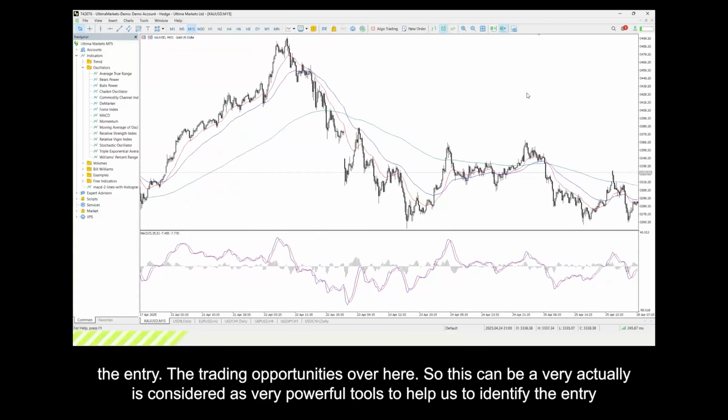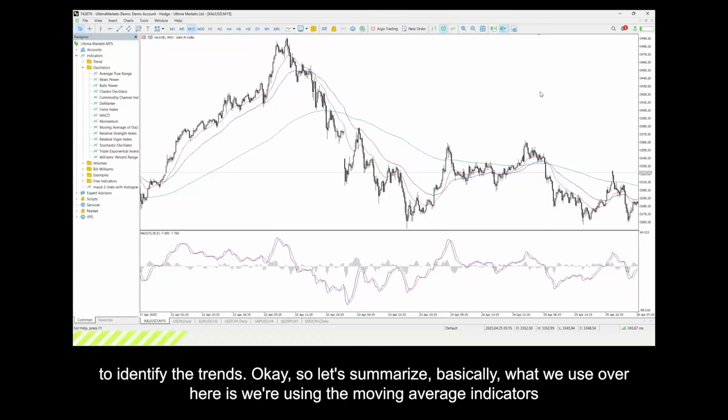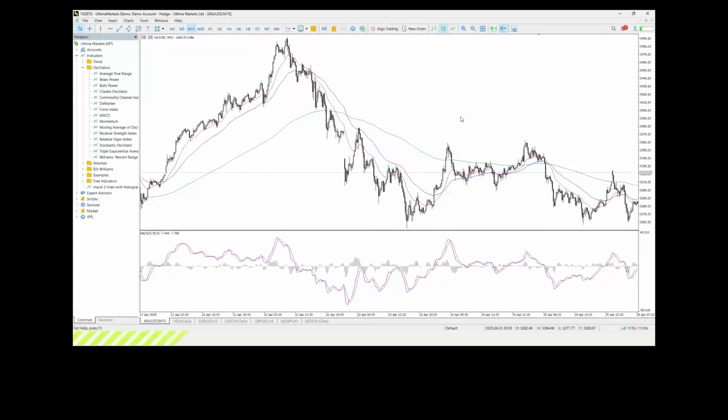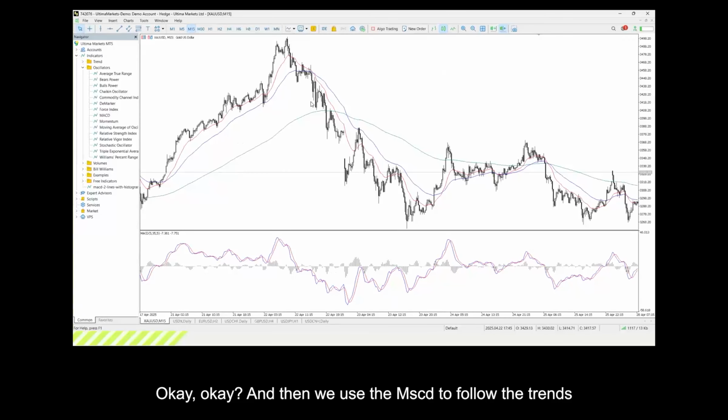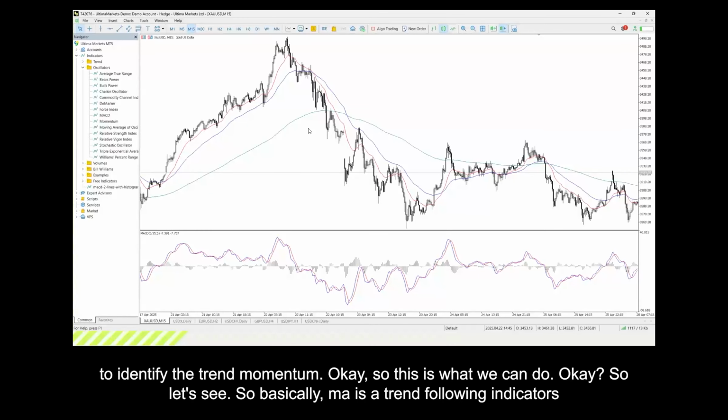So this is considered a very powerful tool to help us identify the entry and the trends. Okay, so let's summarize. Basically, what we use here is the moving average indicator to identify the trend, and then we use the MACD to follow the trend and identify the trend momentum. Okay, so this is what we can do.